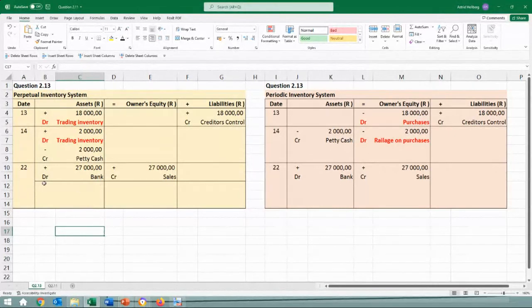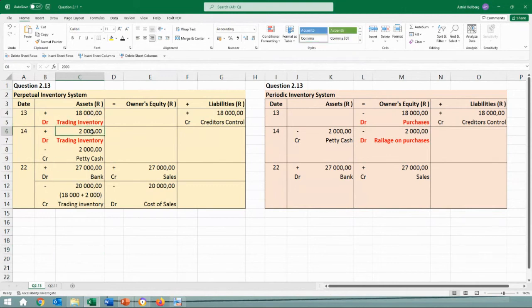Where the difference comes in now is the next entry. Under our perpetual inventory system, we now take out the amount of stuff we sold. Now they said we sold everything, so the 18,000 plus the 2,000 gives me 20,000. So I'm going to decrease my trading inventory with the full 20,000, and then I'm going to move that full amount to the cost of sales. Now cost of sales is an expense account, and that is why it is decreasing our owner's equity.